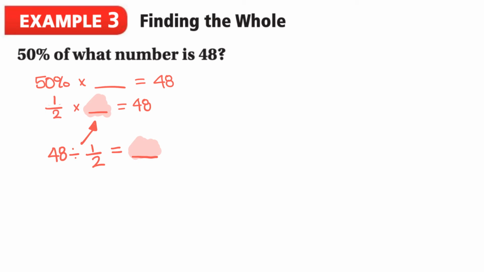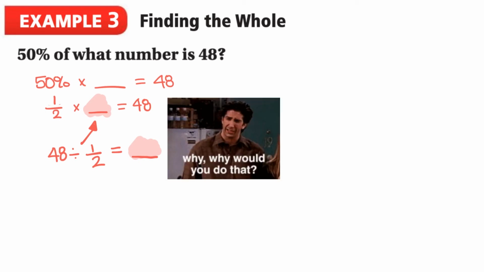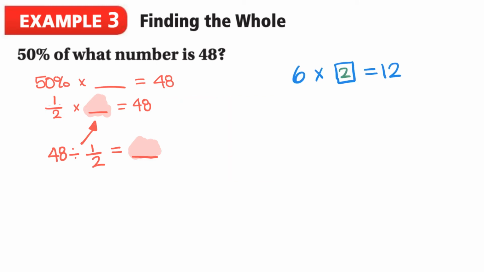by 1/2. But now, why do we divide? Well, let's think about it. If 6 times a number is equal to 12, we know that this number is 2. But how did we get this number? Well, we did 12 divided by 6. So we can apply the same strategy here.